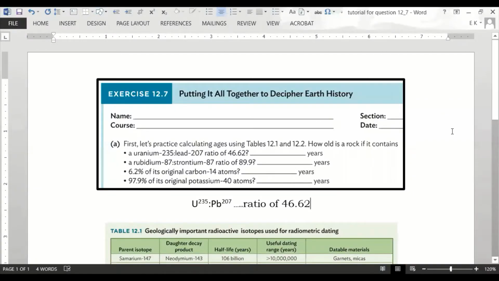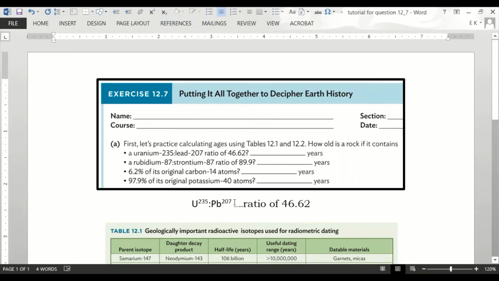This is a tutorial on how to answer exercise 12.7 part A in the lab book. So it says, first, let's practice calculating ages using tables 12.1 and 12.2. How old is a rock if it contains, and then the first part says a uranium-235 to lead-207 ratio of 46.62.